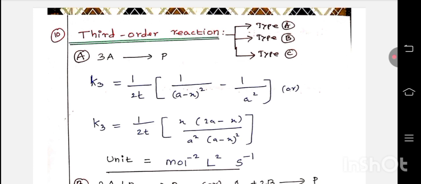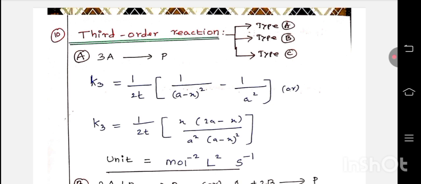10th, third order reaction. The third order reaction is classified into three types. First, the all reactants are same. Second, two reactants are same, one is different. Third type, the three reactants are different. Type A, 3A gives P.